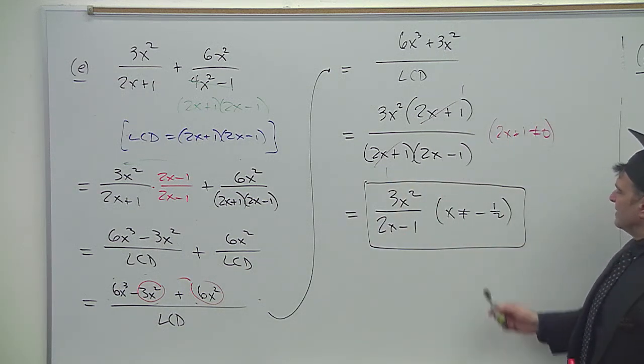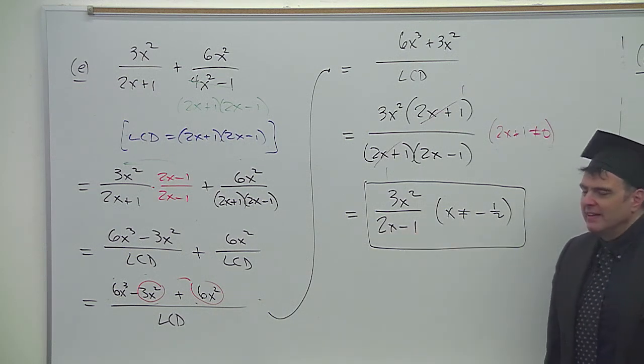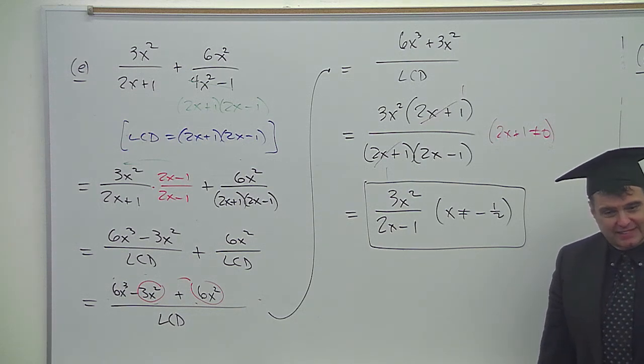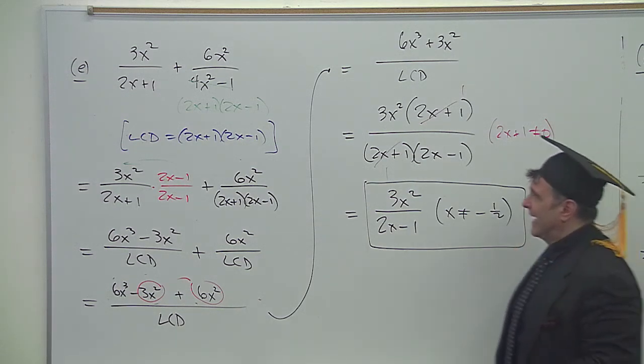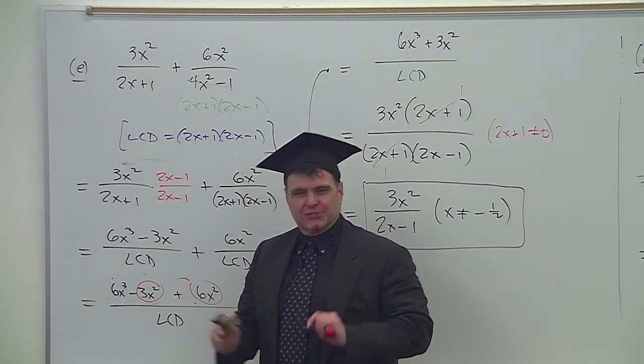Some of you might be objecting that negative 1/2 is a perfectly good number to substitute for x here, and the answer is the same. That doesn't matter. Negative 1/2 is not a good thing to plug into the original expression. That's why we have to exclude it.